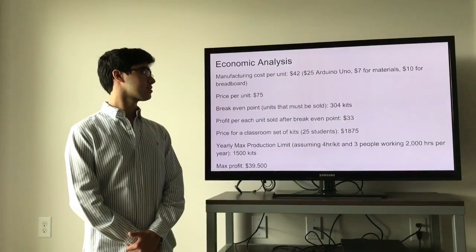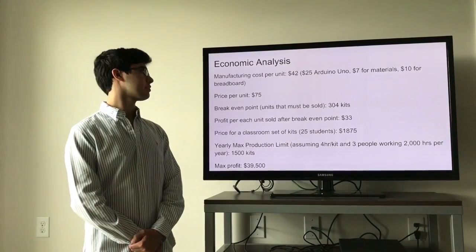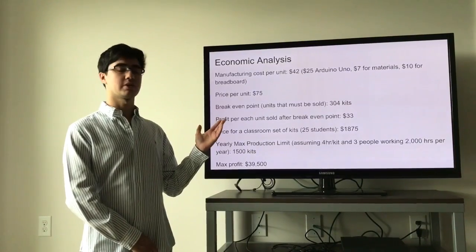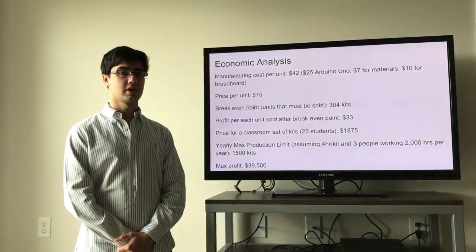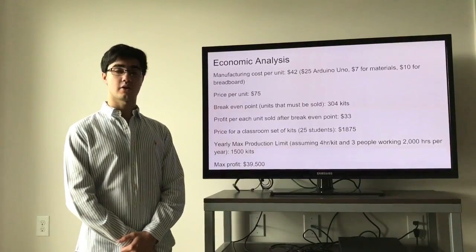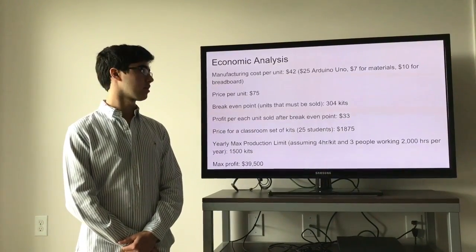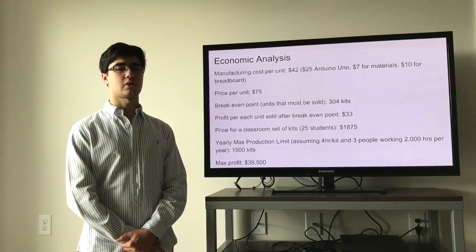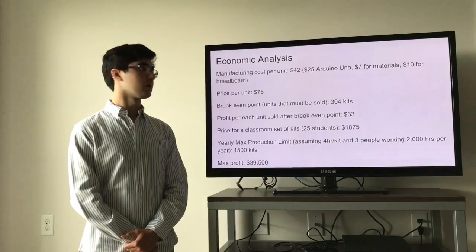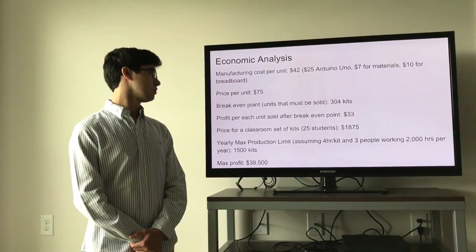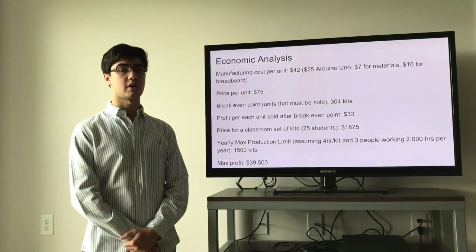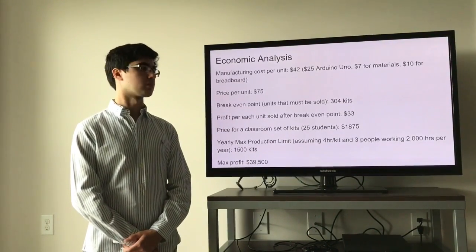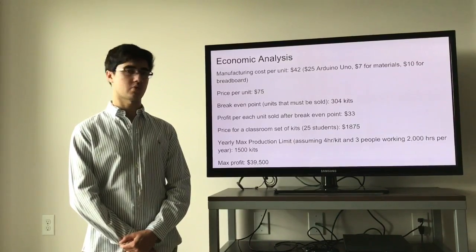For our economic analysis, we determined a manufacturing cost of $42. This was based on the fact that the Arduino Uno is $25, and the breadboard we need to use is about $10, which takes up most of the cost of the product. We also estimated about $7 for the raw materials to build the board. This led us to decide a price per unit should be $75. We think this is a reasonable price, and most physics classrooms will go for this. It's cheaper than the competition as well.